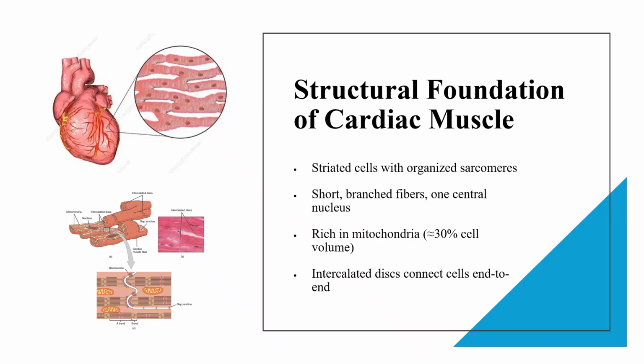And finally, the cells are joined end to end by specialized structures that are both mechanical and electrical junctions called intercalated discs. Desmosomes within the discs keep the cells tightly bound, preventing them from pulling apart during powerful contractions. Gap junctions allow ions to pass directly between cells, enabling the rapid spread of electrical impulses. Together, these features make the heart a true functional syncytium, with many cells contracting as one coordinated unit.